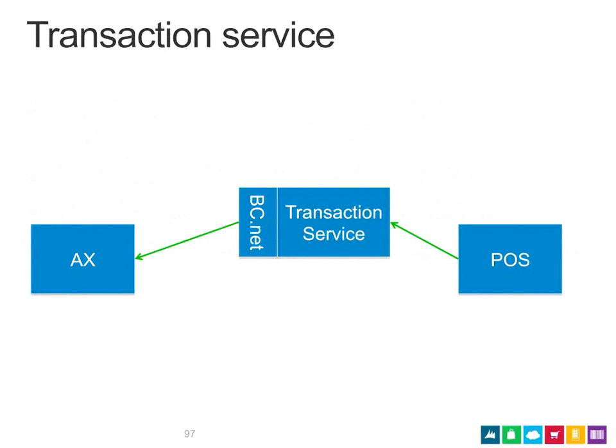So here are the components, very simple. The transaction service is, as I said, a Windows executable. It also uses PC.NET. So you need to install PC.NET on every box that the transaction service is running on. And then the POS initiates the transaction service call, which is then relayed through PC.NET into AX, executes whatever code is there, and then returns a result to POS.